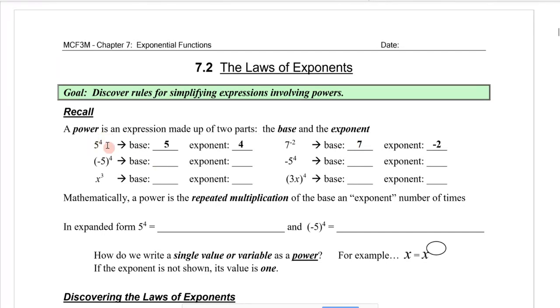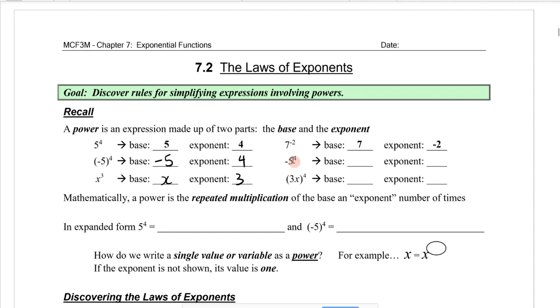So if you look at this power here, 5 with exponent 4, the base is 5 and the exponent is 4. Likewise, with this power here, the base is -5. It's what you see inside the brackets, and the exponent is 4. Over here, you can have a variable for your base. So the base is x, and the exponent is 3. Over here, you can have negative exponents as well. So the base is 7, and the exponent is -2.